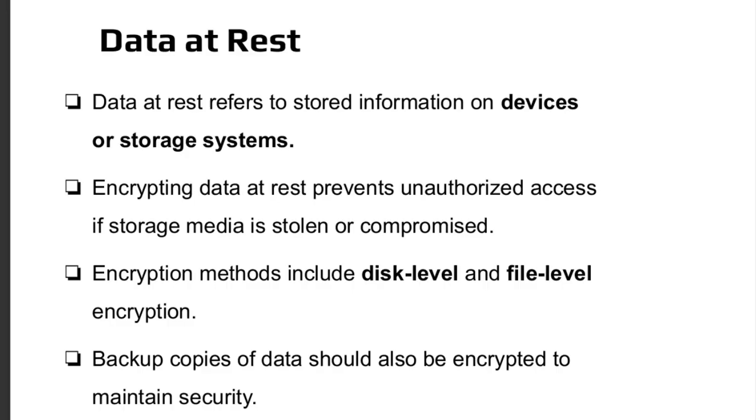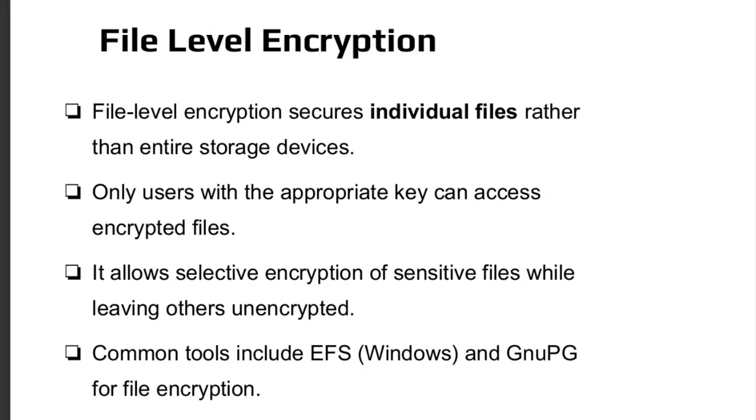Data at rest encryption can come in both file level and disk level encryption. And data at rest must have backup copies of our data. We need to ensure we have full encrypted backup copies so that we can restore our data if we have some type of failure or breach. There are two levels of encryption within data at rest: file level and disk level.